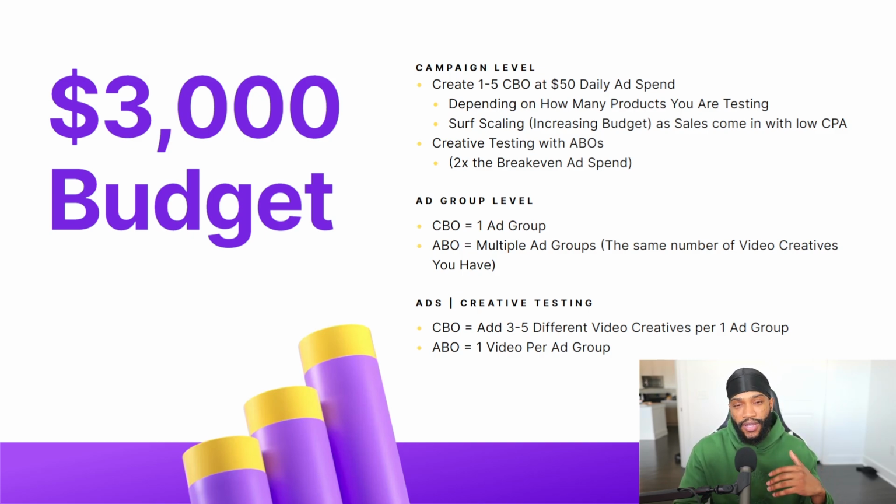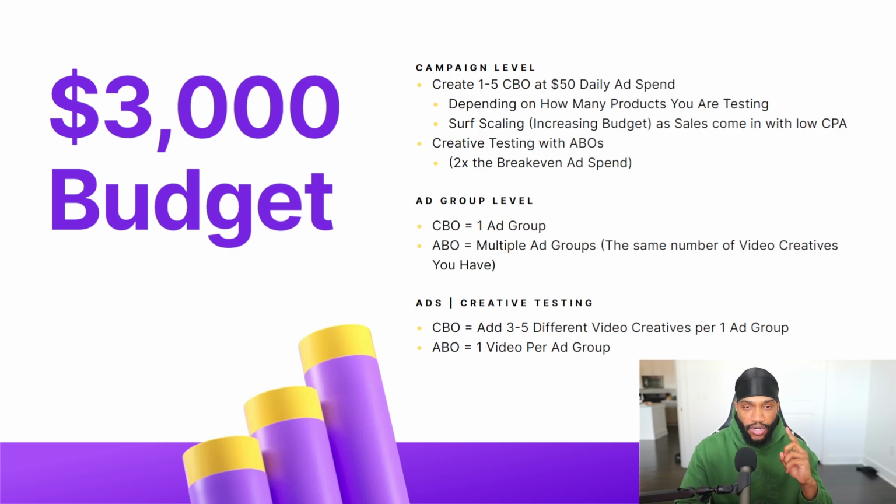Now, along with the 1 to 5 CBOs, I'm going to put ABOs into play as well for the products that are selling specifically. So if there are products that are selling that I have data on already, so I know it sells, I'm going to say I want ABOs for those particular creatives. So now I'm focused on creative testing with ABOs so that I can give them the full budget to actually try to get sales. So if my break-even point with ads is $10, I will give a $20 a day ad set budget. So we'll create one campaign.